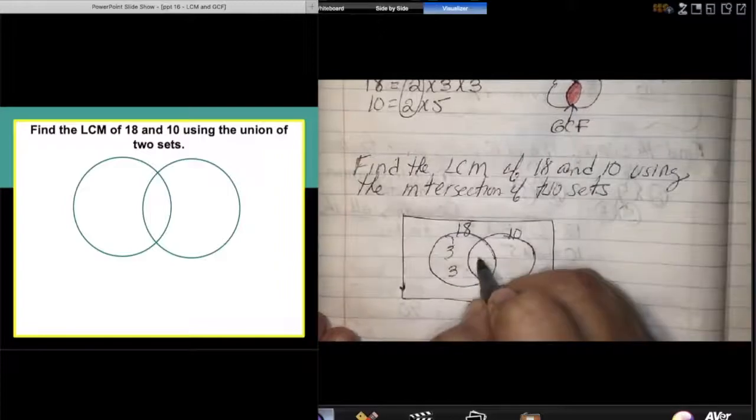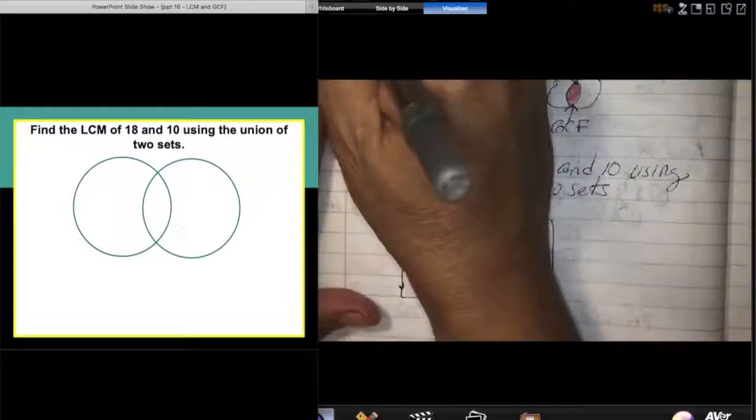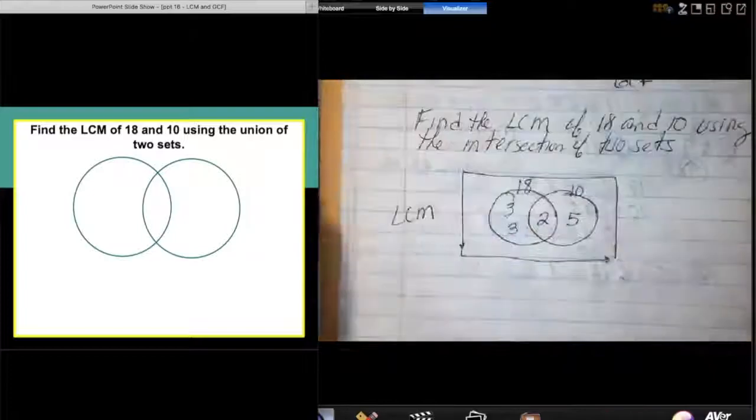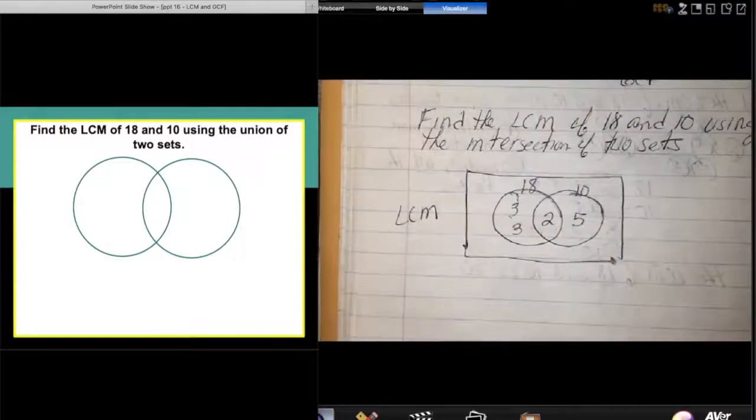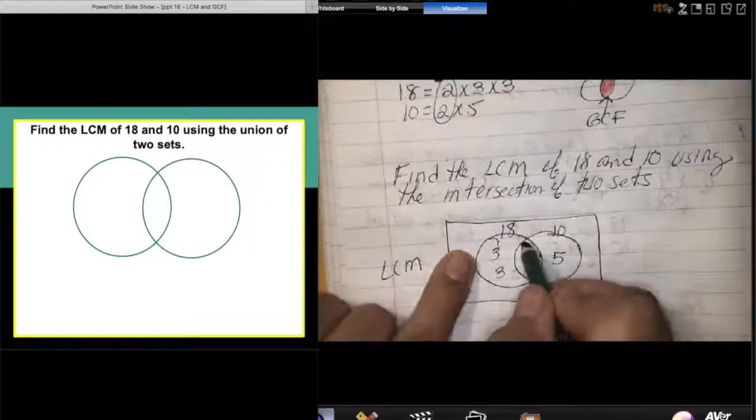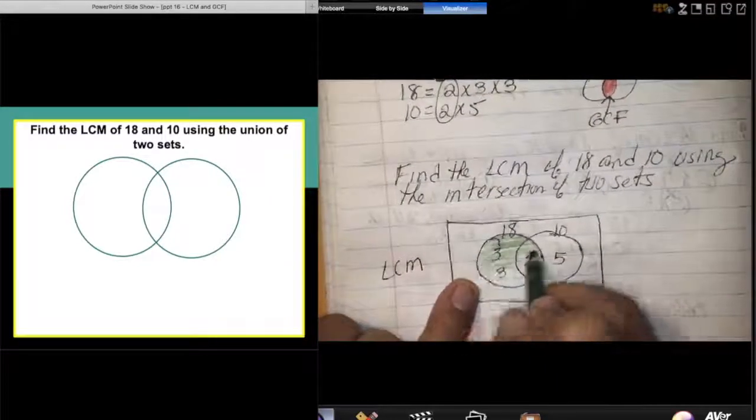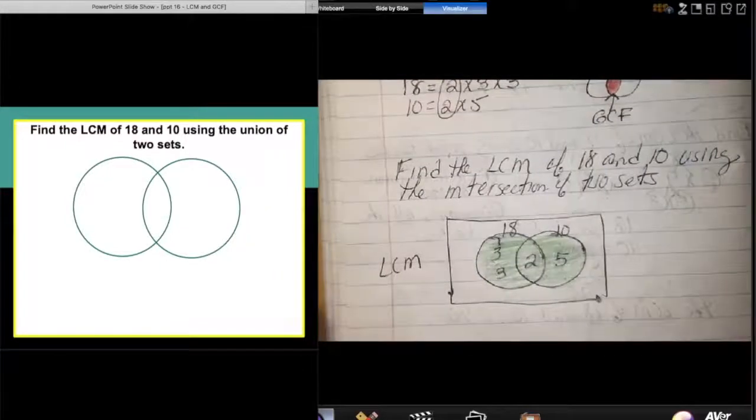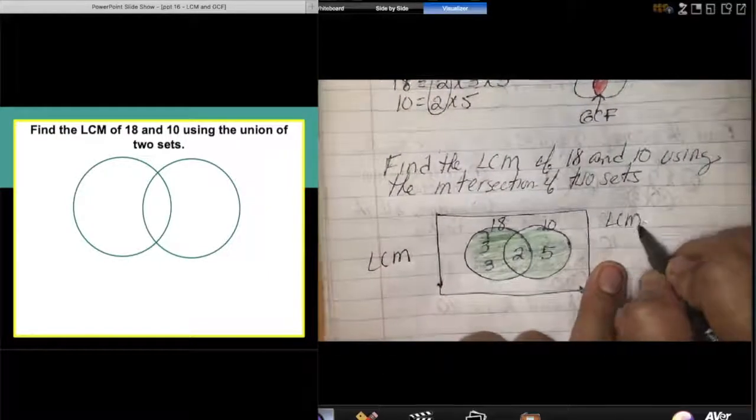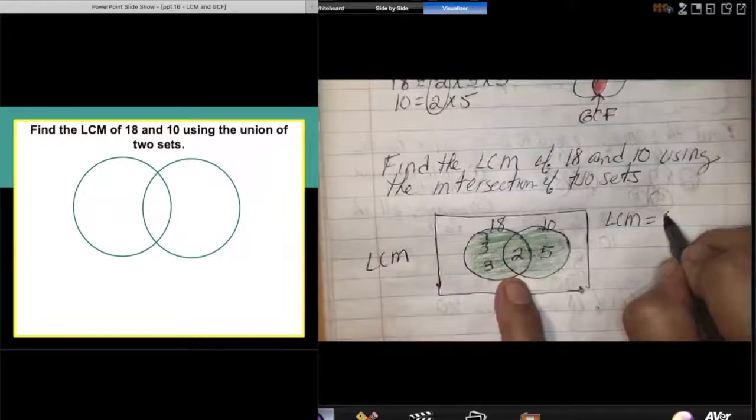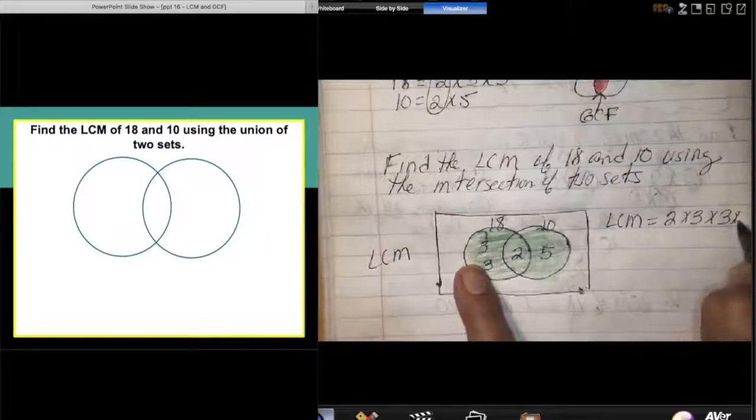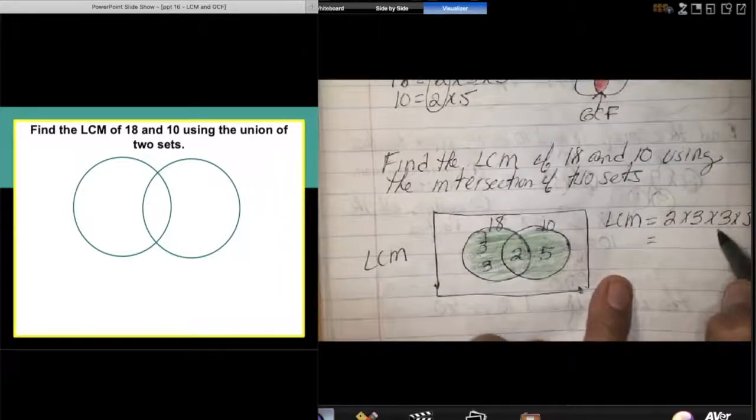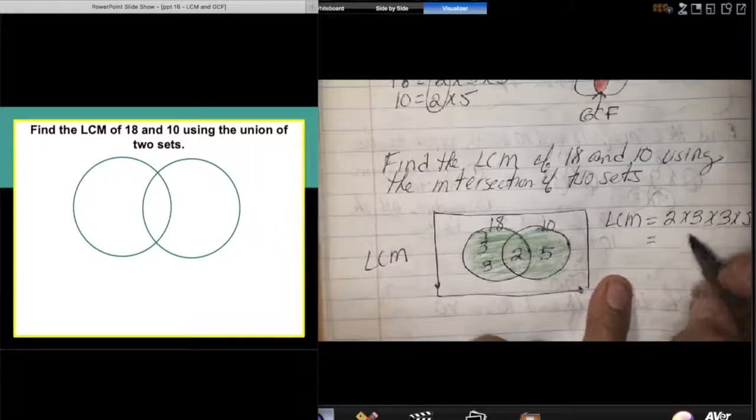Let's list our factors, only this time I am looking for LCM. Now the LCM is all of the factors listed in both circles. So my LCM is going to be, let's put them in some kind of order here, 2, 3, 3, 5. 2 times 3 is 6, times 3 is 18. 18 times 5 is 90.